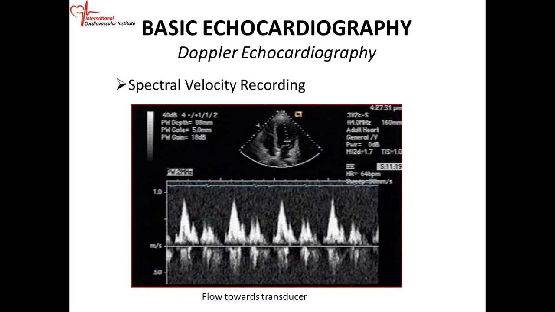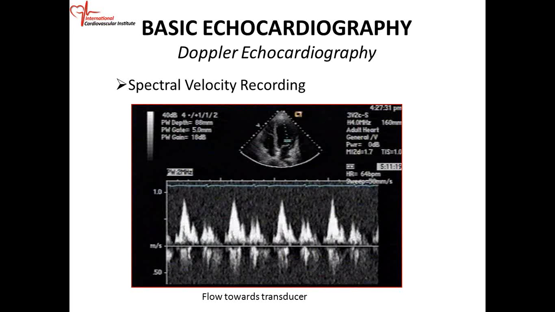But again, our transducer is right here. Sample volume is there. The blood is flowing from the left atrium across the mitral valve into the left ventricle. It's flowing towards the transducer. So you get this envelope in diastole. So it's above the baseline and positive. But it's in diastole. So flow across a mitral valve is a diastolic flow, and it's above the baseline because the flow is towards the transducer.